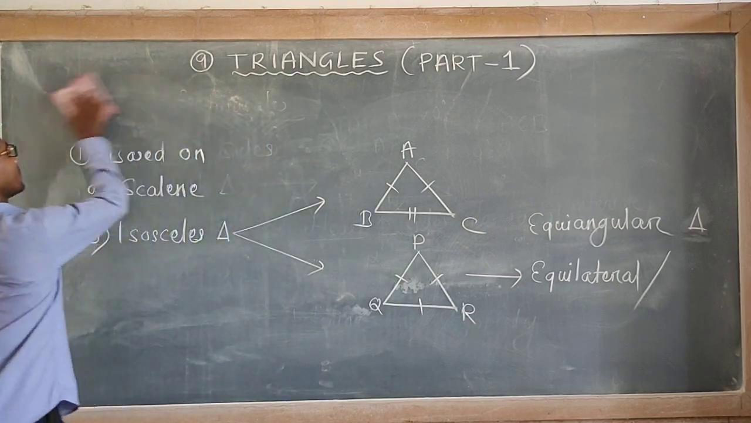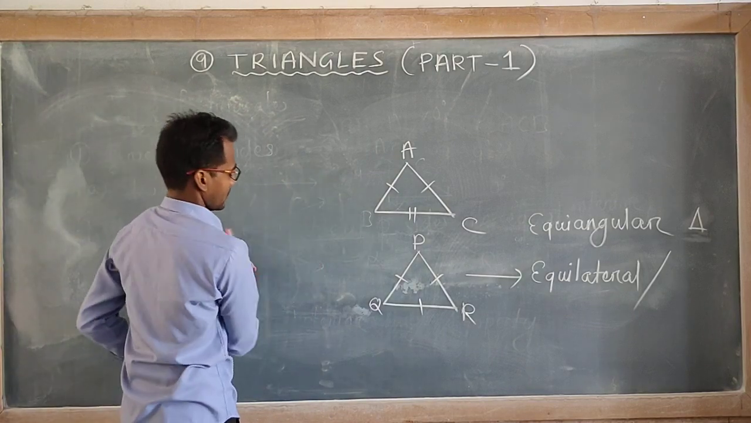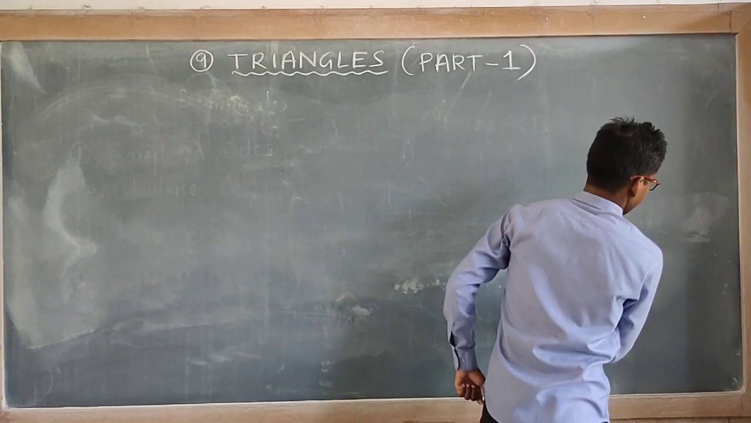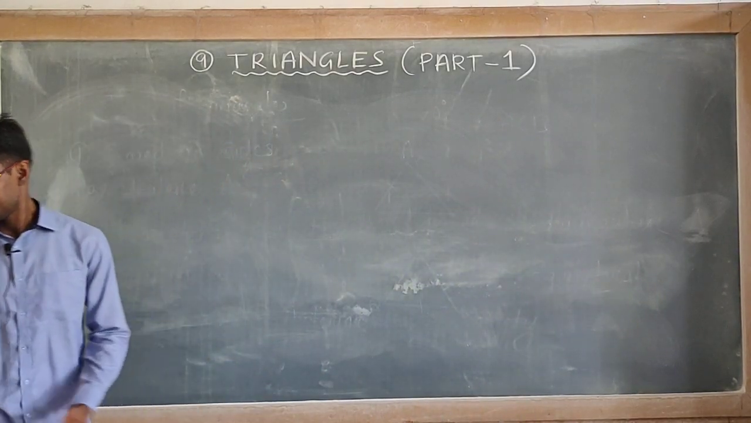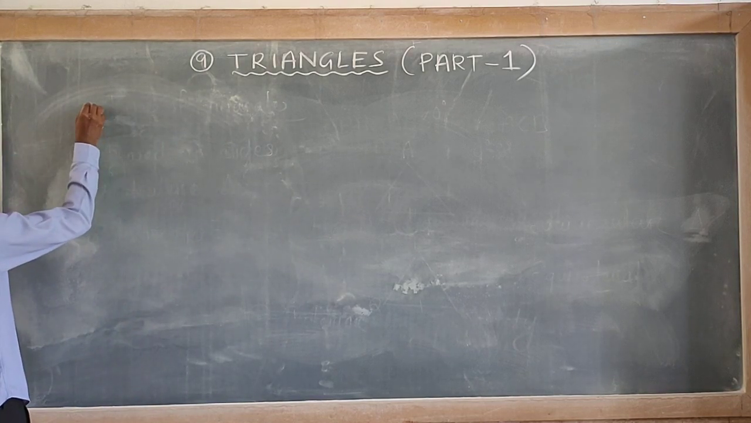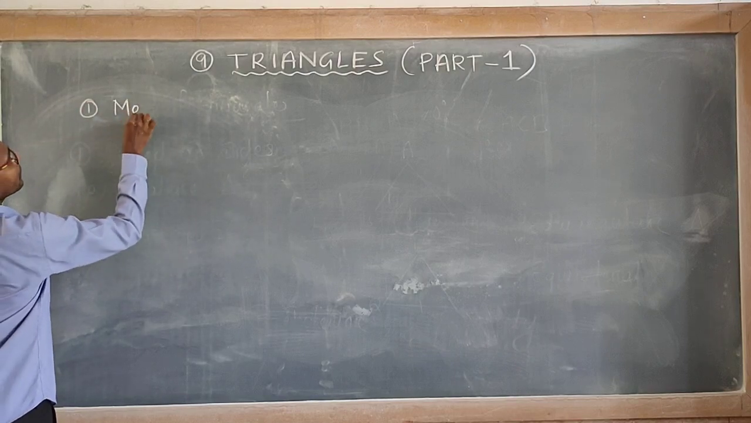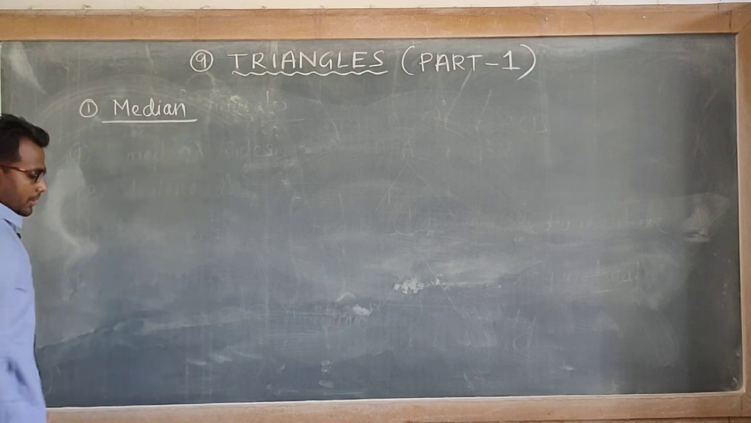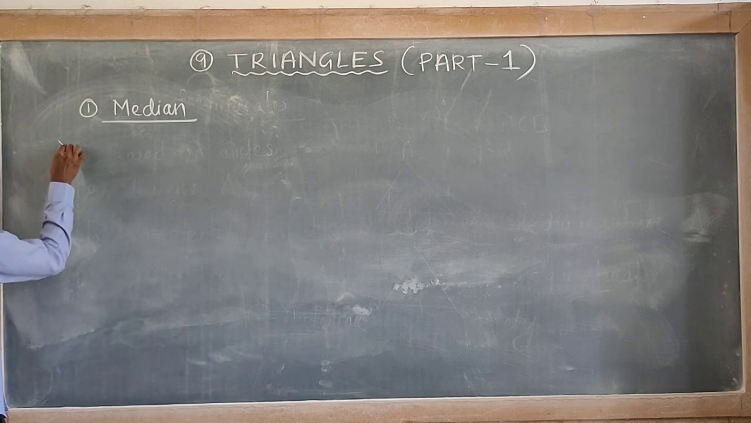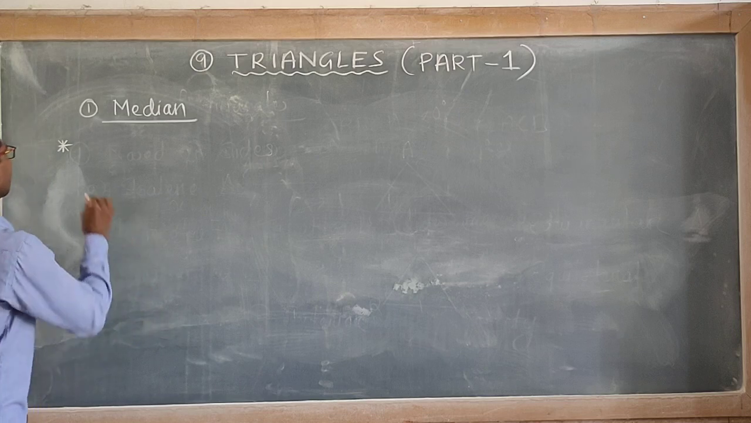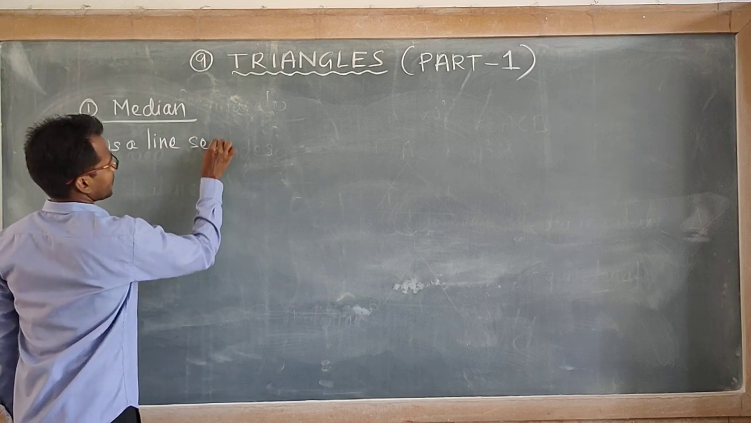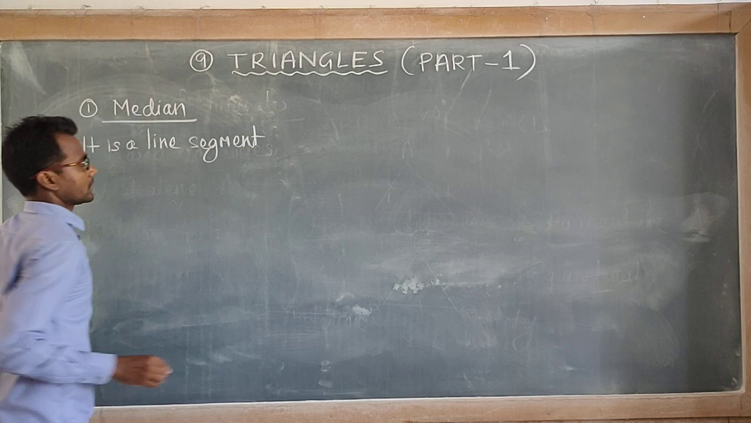Now let us move to some terms related to triangle which are very important. You have to remember everything that I explained. All the terms you have to remember also. First one is median. Now what is a median? I am giving its definition. It is a line segment.